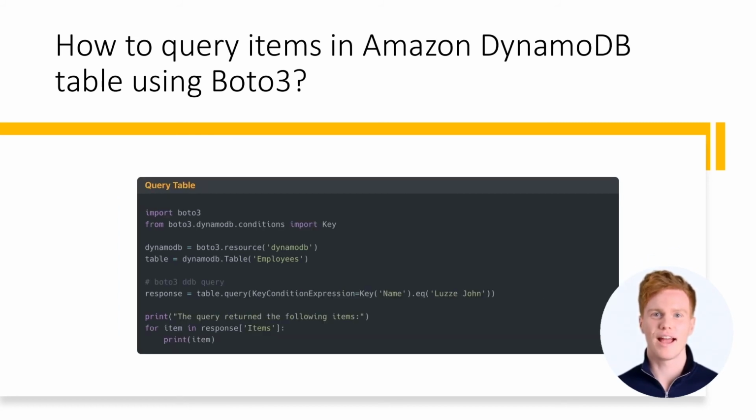To query items in the Amazon DynamoDB table using Boto3, you can use the query method to fetch only required items based on the primary key values. To do that, you need to use the key condition expression to specify the value of the partition key. The Key class module supports multiple comparison operators. They are implemented as methods of this class. For example, the eq method does a selection of all records whose key attributes exactly match the provided value. In this example, we're querying the table for all records whose partition key name equals Luz-John.